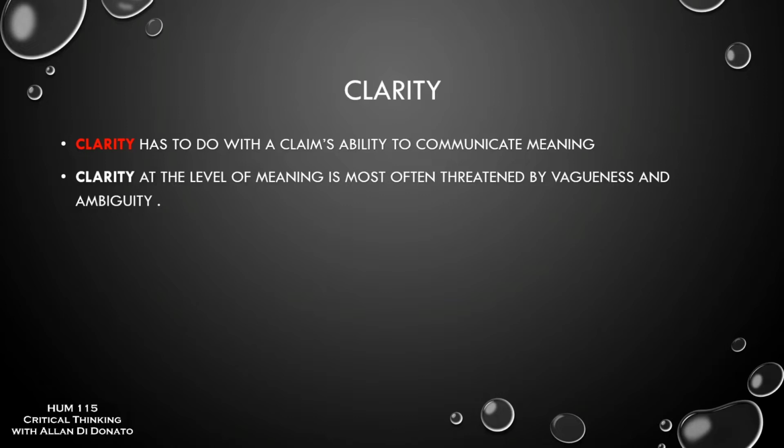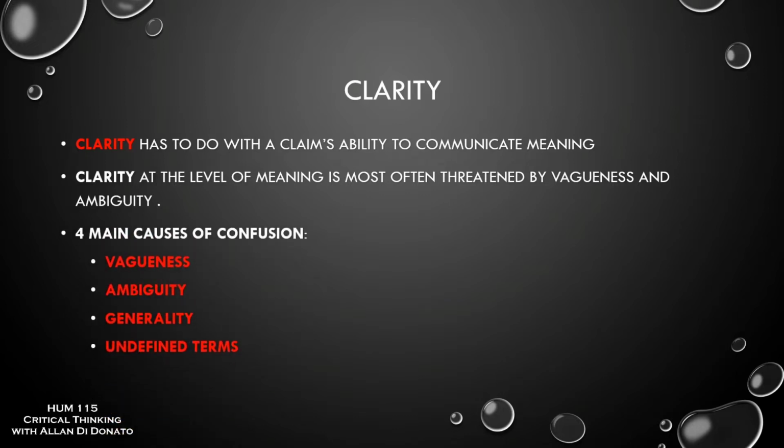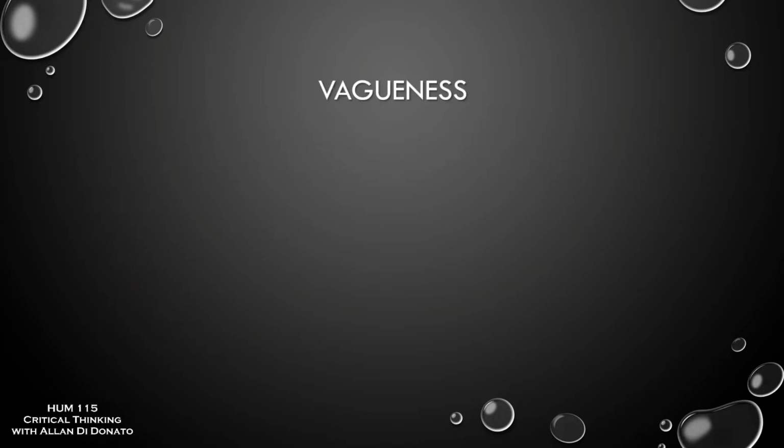There are different forms of vagueness and ambiguity, so we're going to look at a few types. There are four main causes of confusion: vagueness, ambiguity, generality, and undefined terms. Let's walk through each of these, starting with the idea of vagueness itself. We'll say a claim is vague when its meaning is excessively inexact.